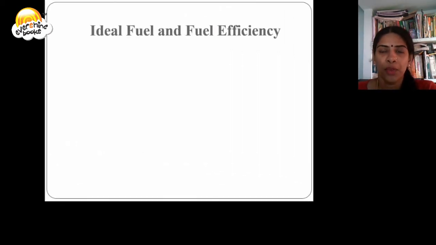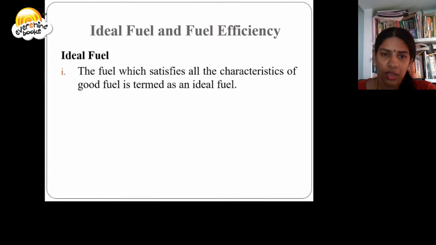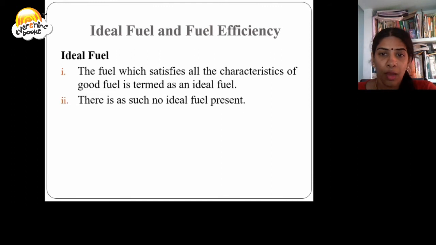Ideal fuel and fuel efficiency. An ideal fuel is nothing but the best fuel. The fuel which satisfies all the characteristics of a good fuel is known as an ideal fuel. But do you have any fuel like that? No. There is as such no ideal fuel present.